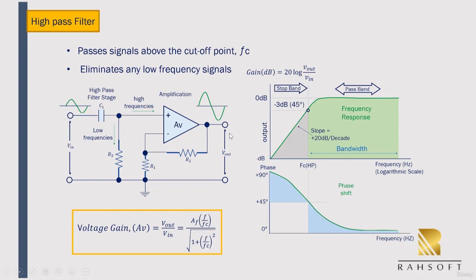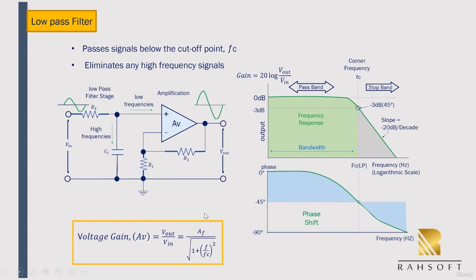In addition to that, there are two types of gains that can be seen. There's a decibel gain, which is calculated by multiplying the log of the V out over V in by a factor of 20, and a voltage gain, which is also V out over V in, but a much more convoluted equation, which is shown in the bottom left corner.